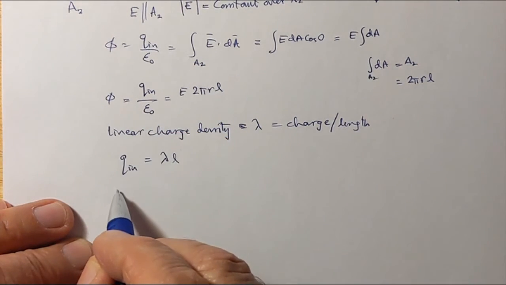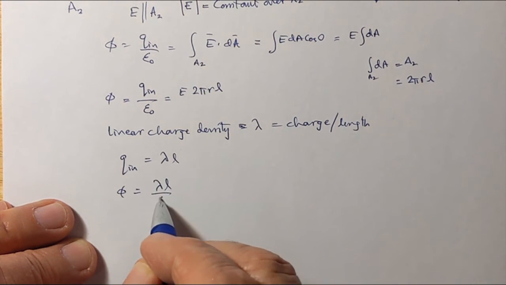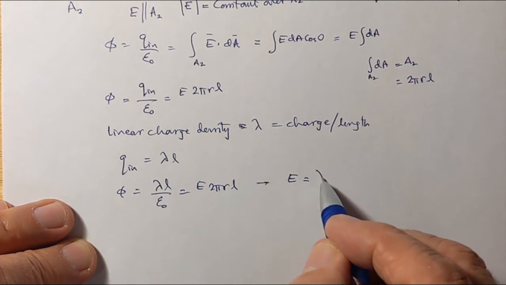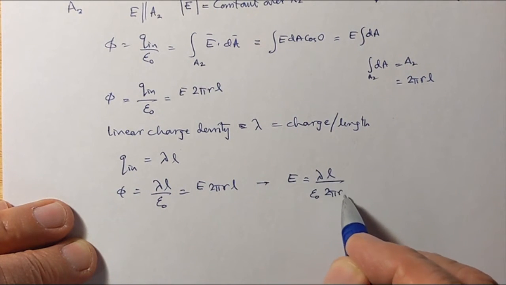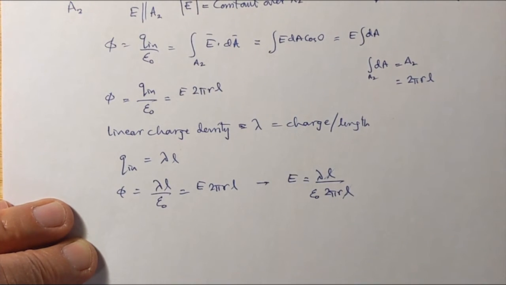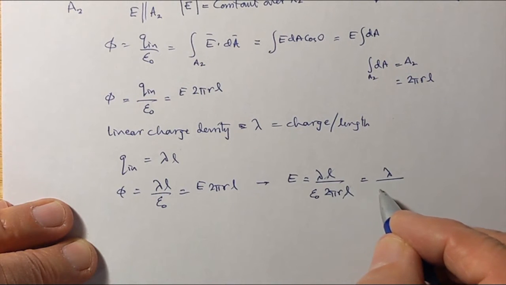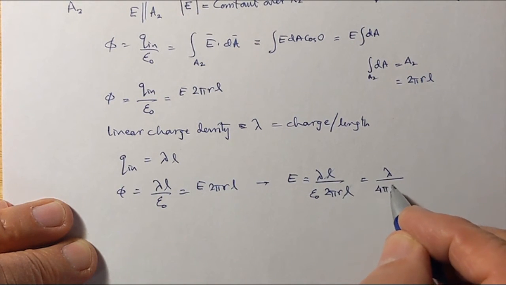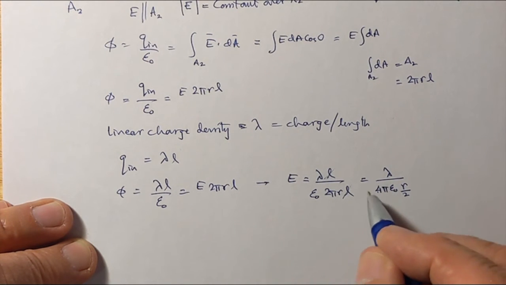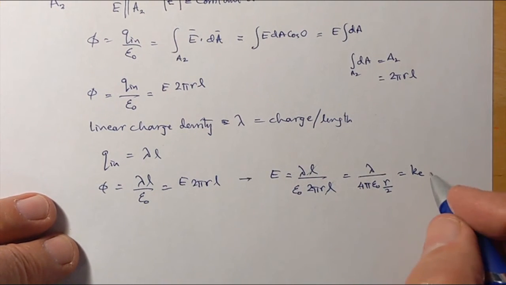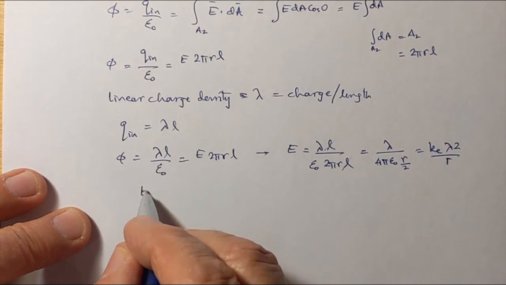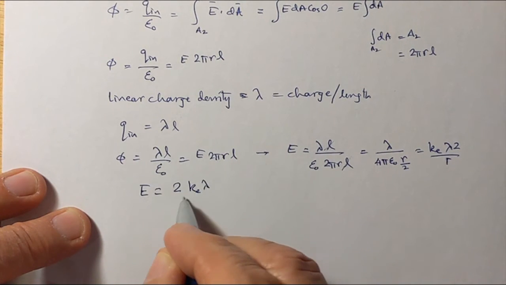Therefore our flux is going to be Q in over epsilon naught, which is lambda L over epsilon naught, equals E 2 pi RL, which gives us that E equals lambda L over epsilon naught 2 pi RL. And we can see that the L's will cancel, and so we are left with lambda over 2 pi R epsilon naught, so we'll write it as 4 pi epsilon naught R over 2. So instead of 2, we make it a 4 over 2, and then this part becomes K lambda and the 2 over R. And so our electric field E is 2K lambda over R.